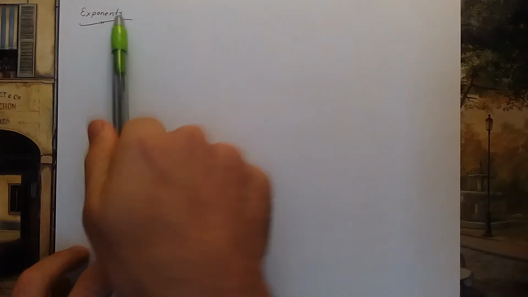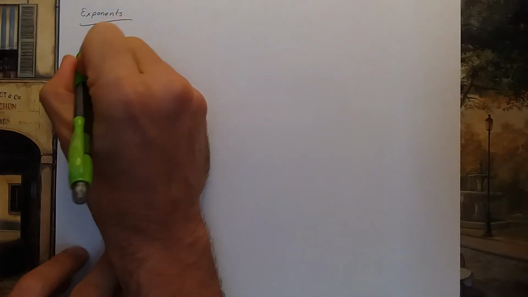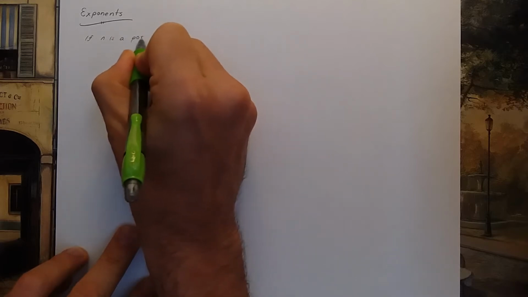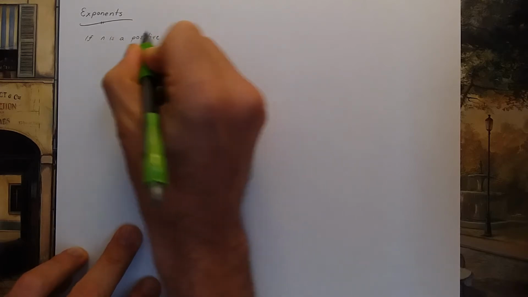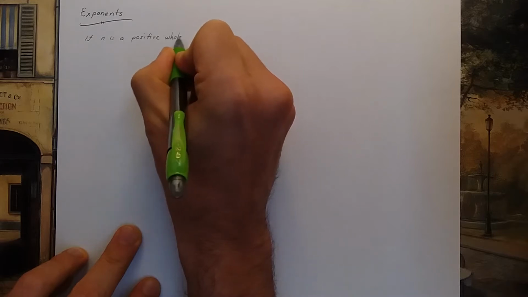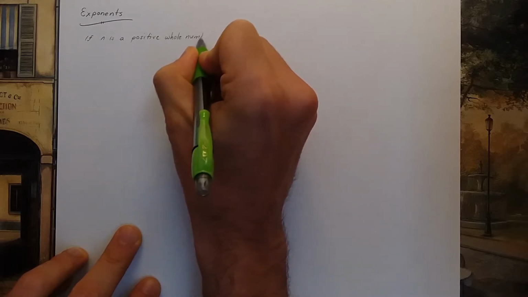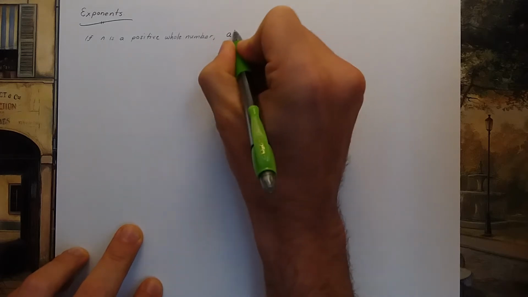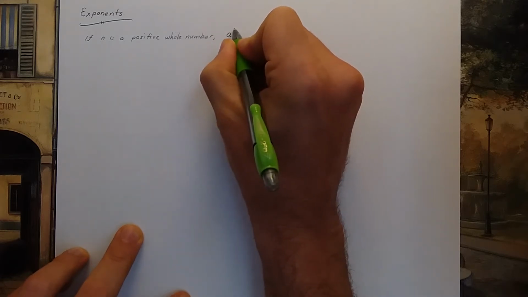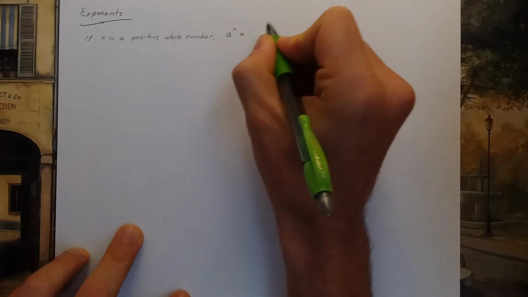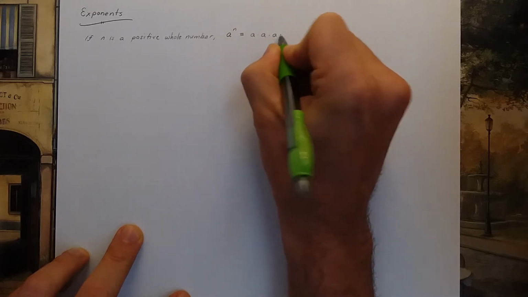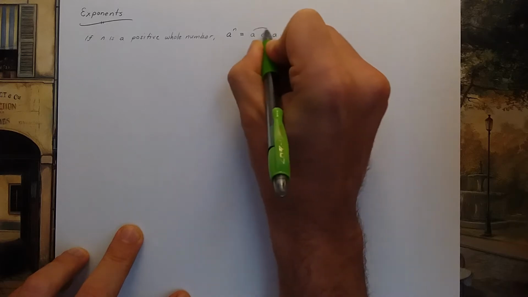Let's review exponents. So if n is a positive whole number, then a number a raised to the n power is just an abbreviation for multiplying a to itself n times.